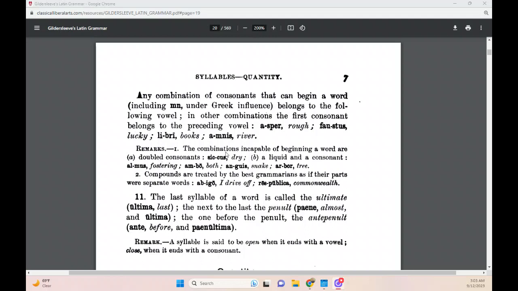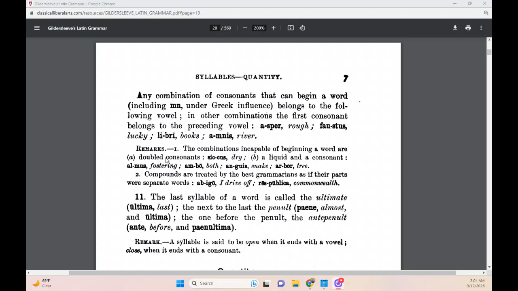It says the combinations of consonants that are incapable of beginning a word are A, doubled consonants. We've seen a couple examples of those being separated. And B, combinations of a liquid consonant and another consonant. This is why you have to know the liquids, because the liquids are one of the consonant kinds that will not form pairs that can begin words.